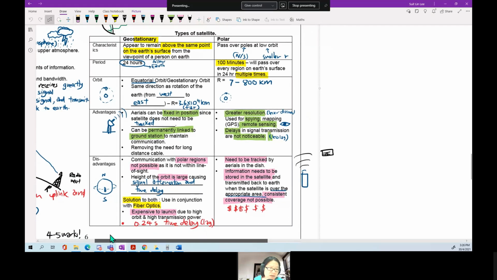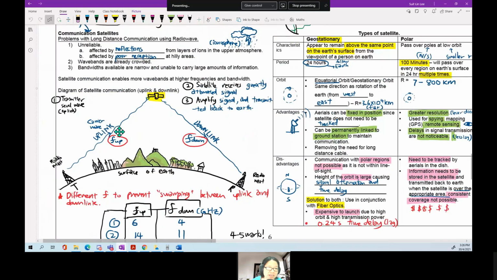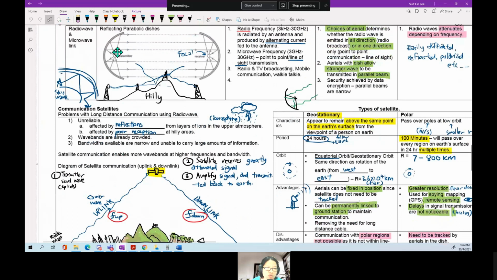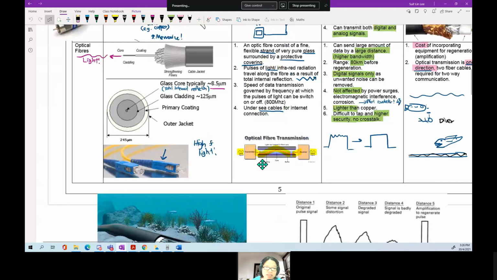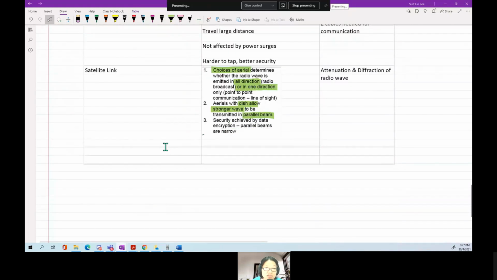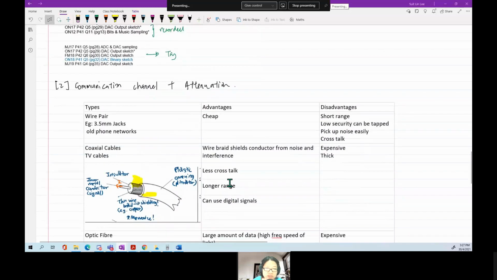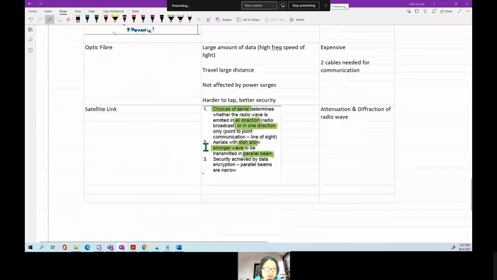A lot of facts about the types of ways the communication signal can go from point A to point B, and what are the things that will affect them. There are some small details that I didn't mention, but it should be enough to answer most of the past year questions. Okay, so communication channel is the first type. You need to know the types and you need to know a bit of detail about them.